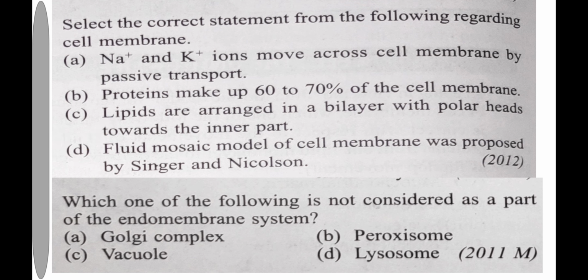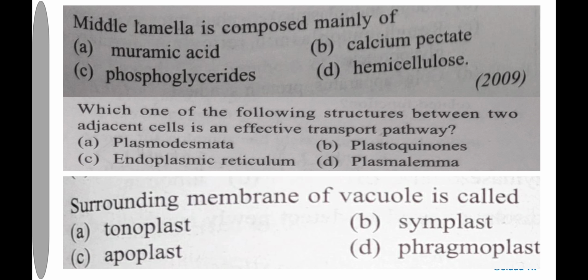Next question. Which of the following is not part of the endomembrane system? The answer is peroxisome. Next question. Middle lamella is composed of, as I already told, calcium pectate. Next one. Which one of the following acts as a connection between two cells? The answer is plasmodesmata.